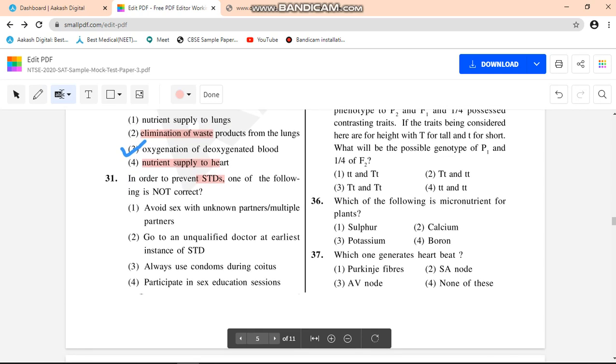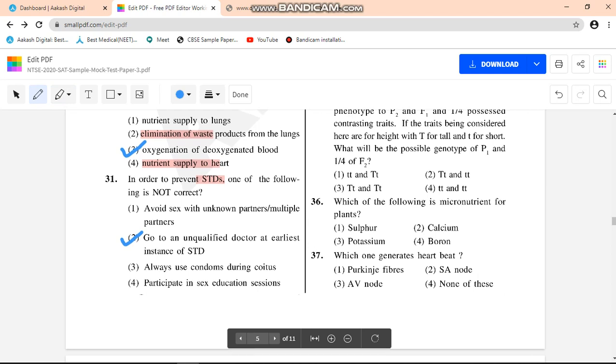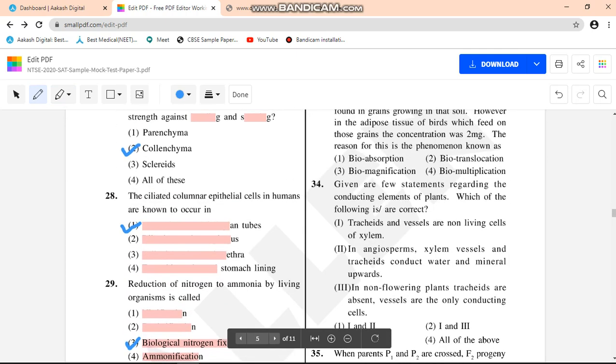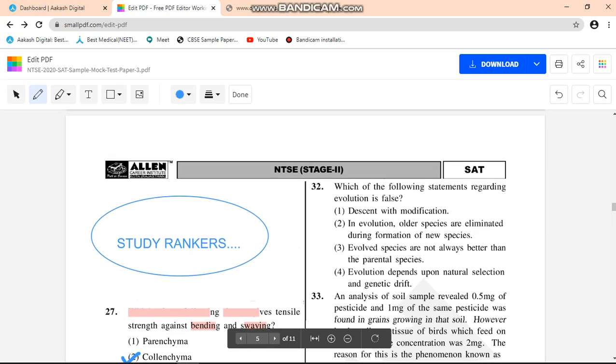First is avoid sex with unknown partners or multiple partners. Second is go to an unqualified doctor at earliest instant of STD. Option 3 is always use condoms during coitus. Option 4 is participate in sex education sessions. So friends, option number 2, go to an unqualified doctor at earliest instant of STD, is wrong because we should go to a qualified doctor so that we can get good medical health checkups and good advice for our health.